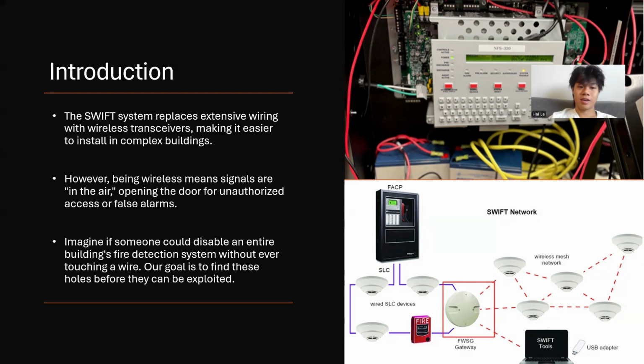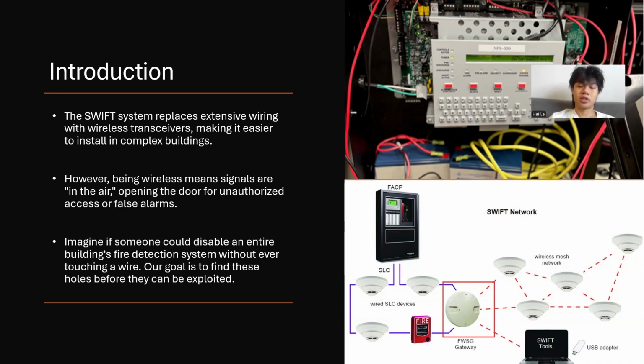So we're analyzing a Swift fire alarm system that replaces wiring with wireless transceivers. It's installed in a lot of complex buildings because it can send wireless signals. However, because these signals are wireless, it opens the door for a lot of unauthorized access and a lot of false alarms that will tend to happen.